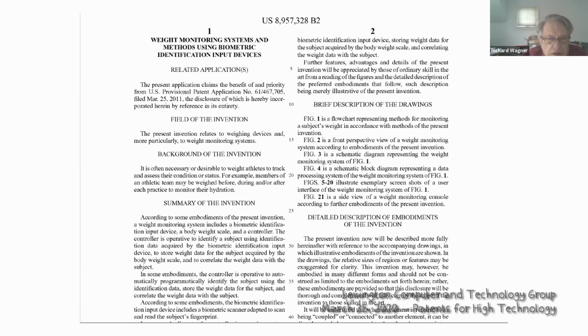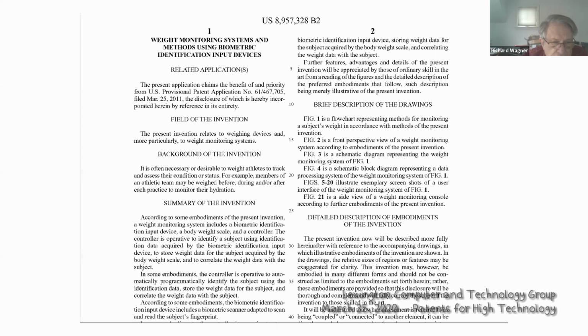Now, this gives you kind of a summary of where the subject matter of this patent fits into the general technology. So it says here, it is often necessary or desirable to weigh athletes to track and assess their condition or status. For example, members of an athletic team may be weighed before, during, and/or after each practice to monitor their hydration. So with that, for these two sentences, you now have some sense of what kind of technology, quote unquote, this patent fits into.